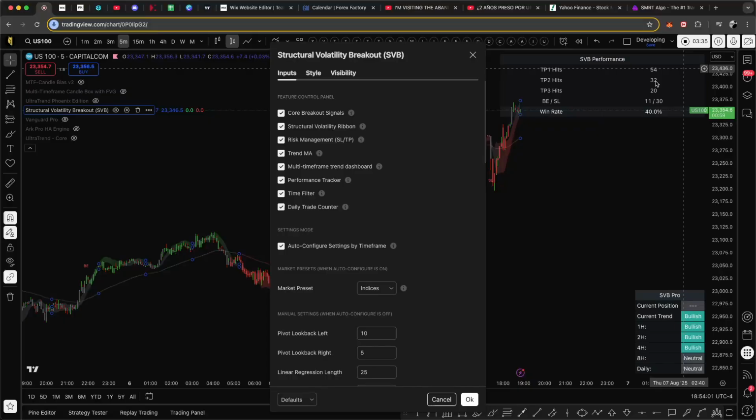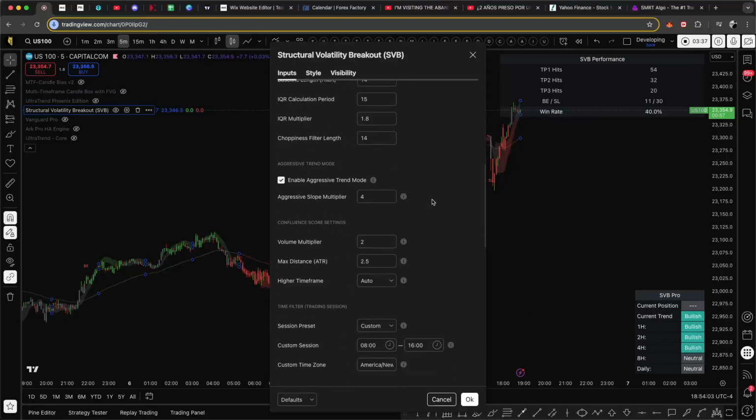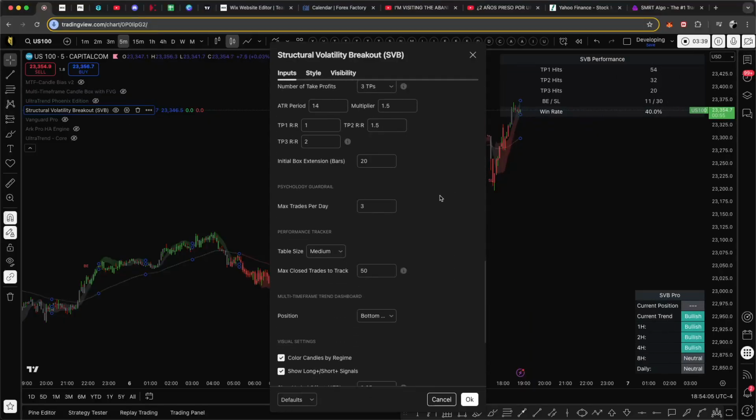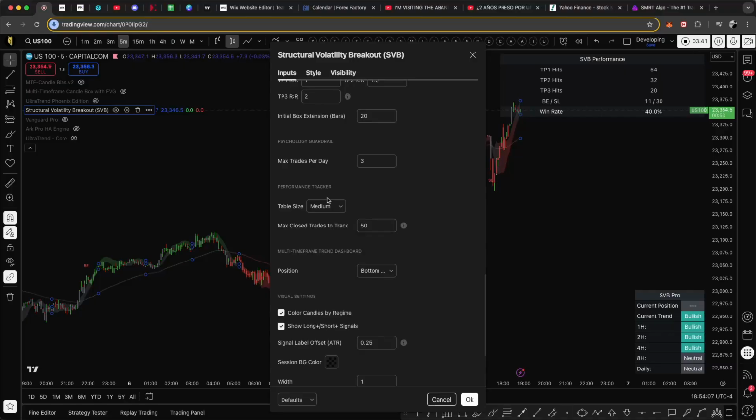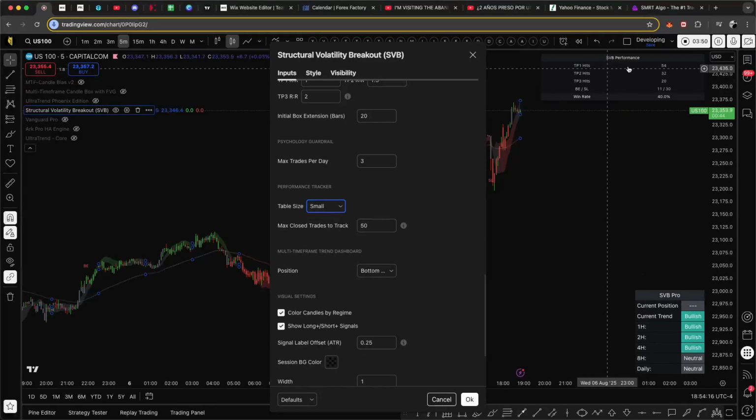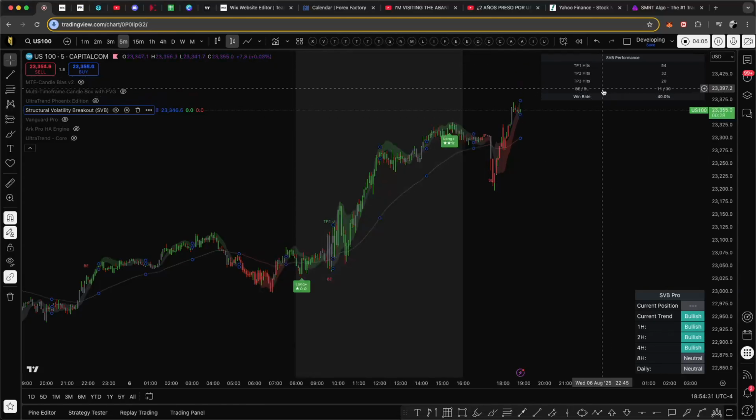How can we set this? Let's scroll down right here to the performance tracker. In this area, you can also choose the size of the table. If you think it bothers you too much, you can make it smaller. You can see how the indicator performed for the past 50 trades. You can increase this if you want, as you can see right there. So that's the backtesting feature.